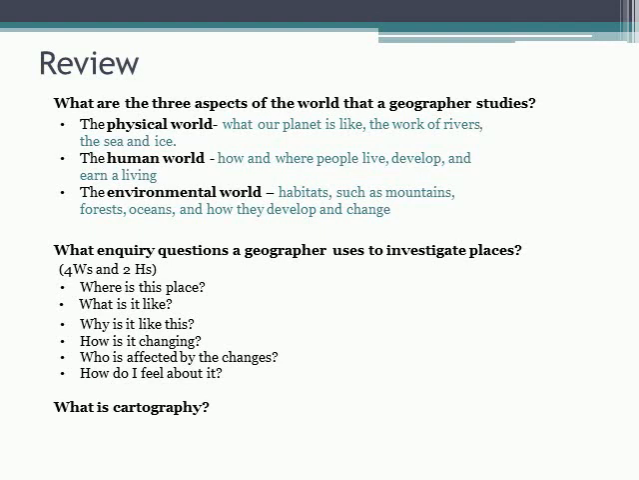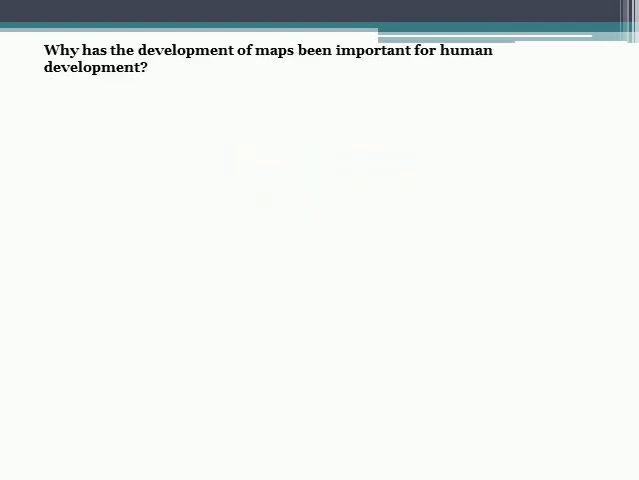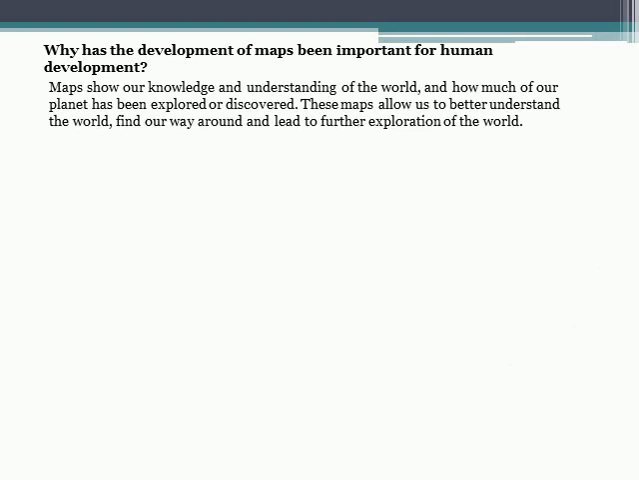Remember what we said about cartography last lesson? What is cartography? It is map making. Why has the development of maps been important for human development? Maps show our knowledge and understanding of the world and how much of our planet has been explored or discovered, and these maps allow us to better understand the world, find our way around, and lead to further exploration of the world.